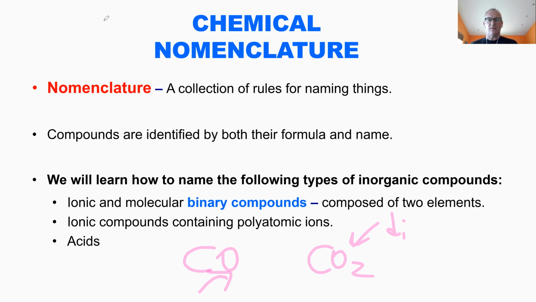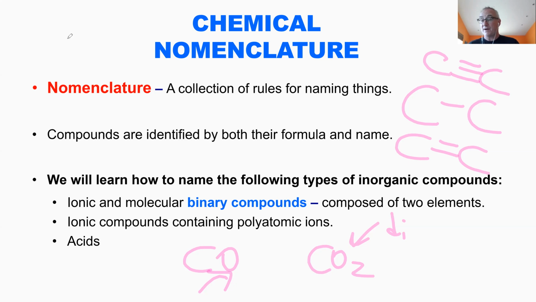They can share one pair of electrons and form a single bond. So for instance, carbon can share one pair of electrons with another carbon and form what's called a single bond. Carbon can also share two pairs of electrons, for a total of 4 electrons, with another carbon and form a double bond. Carbon can also share 3 pairs of electrons with another carbon, for a total of 6 electrons, and form a triple bond.